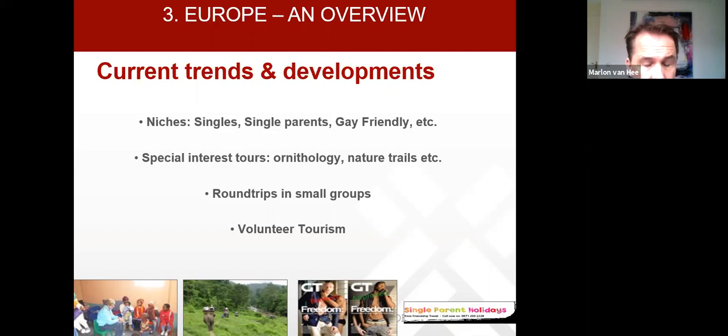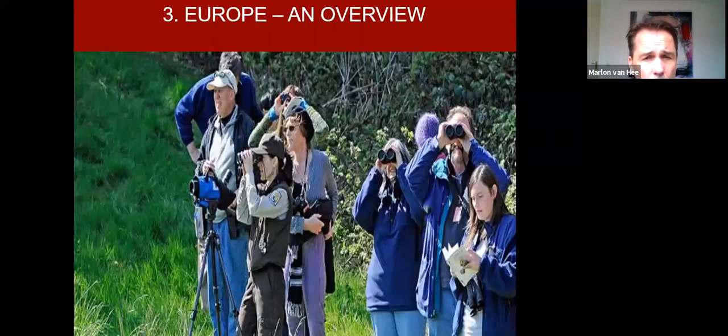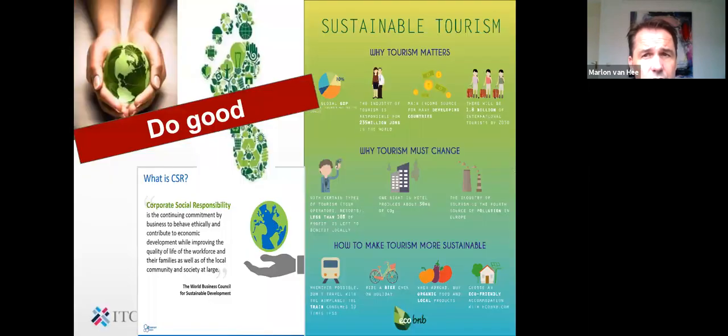More and more Europeans prefer to travel in small groups simply because the travel experience is better. Volunteer tourism, so doing good in the destination, working on a project in a destination. Okay, these are the European bird watchers. So ornithology, do good, so sustainable tourism, corporate social responsibility.